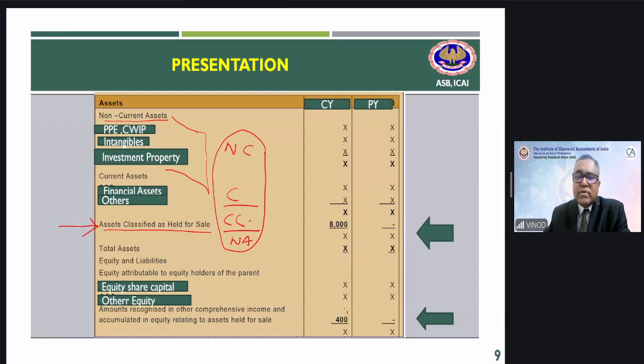Here also you have another one, because there might be items you're selling that have certain impact relating to minority interest. We call it non-controlling interest in Ind AS. So maybe that is lying in reserves and surplus in the equity. So that also might need to be separately disclosed.